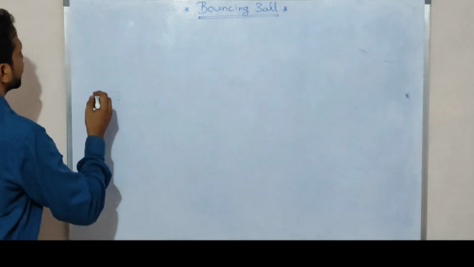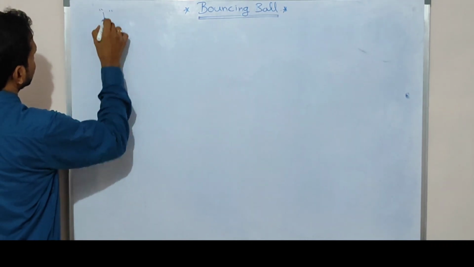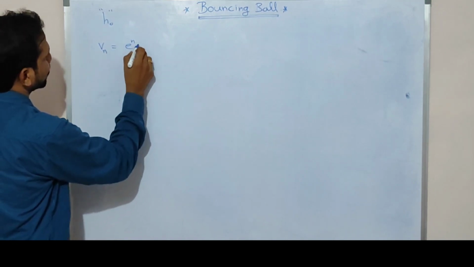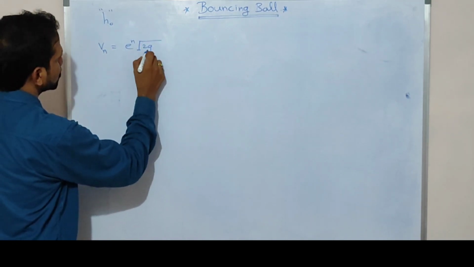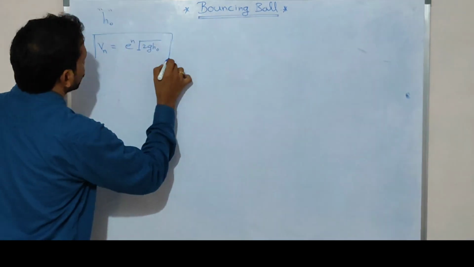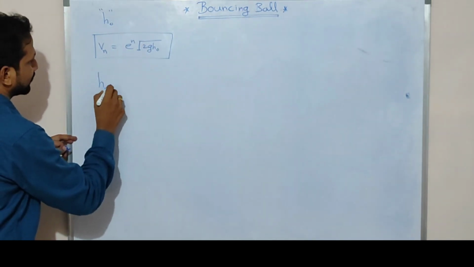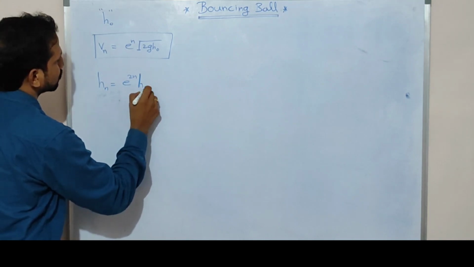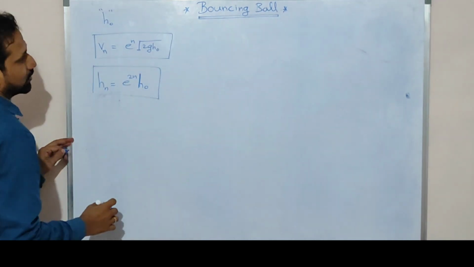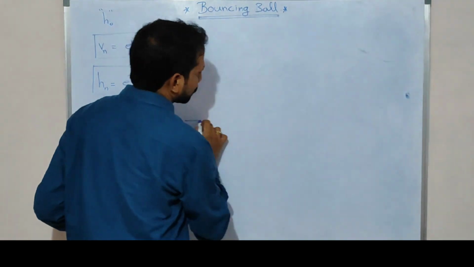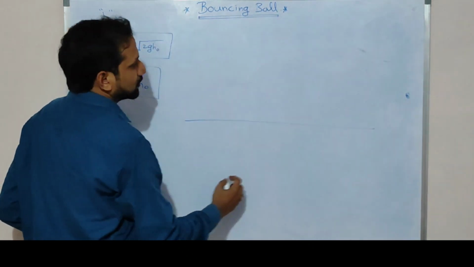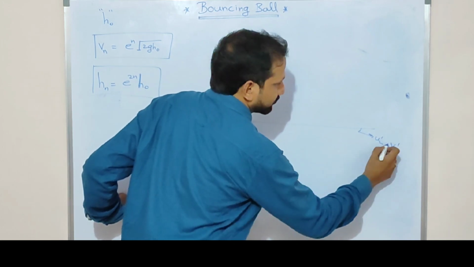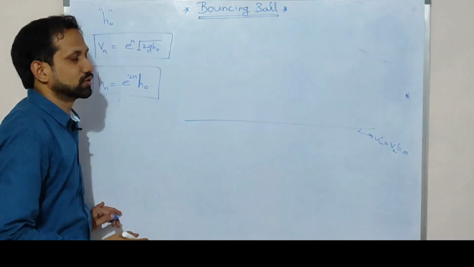If a body is released from h naught height, then velocity after nth collision is equal to e power n into root 2g h naught, and height attained after nth collision is equal to e power 2n into h naught. If I draw the diagram here, let this be the surface, and for the surface the velocity before is u2 prime, after collision is v2 prime, they both are equal to 0.